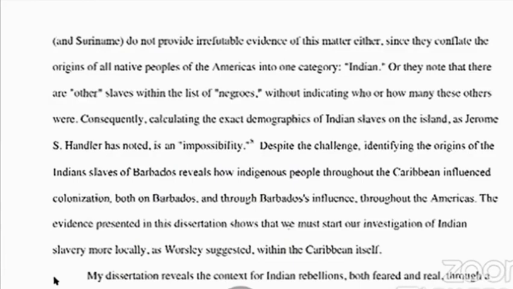Despite the challenge, identifying the origins of the Indian slaves of Barbados reveals how indigenous people throughout the Caribbean influenced colonization, both on Barbados and through Barbados' influence throughout the Americas. The evidence presented in this dissertation shows that we must start our investigation of Indian slavery more locally, as Worsley suggested, within the Caribbean itself. All right, she's letting you know, if you really want to see foundational truth, you have to search more locally, not from over there in Africa, but locally, within the Caribbean itself. They were enslaving American Indians.